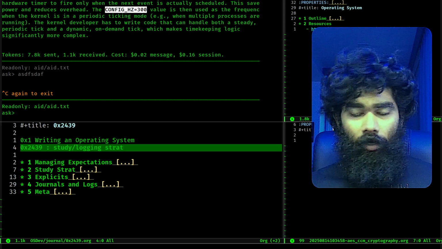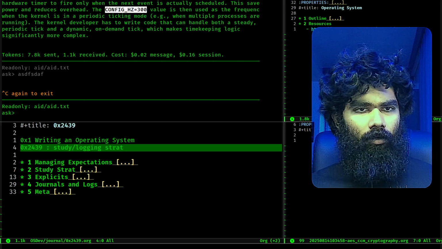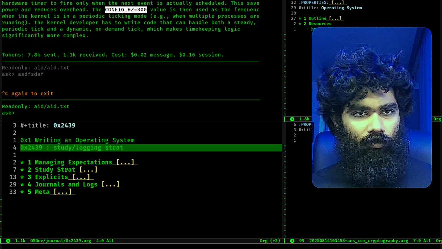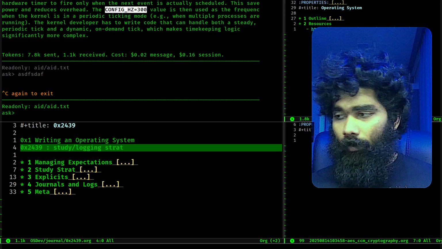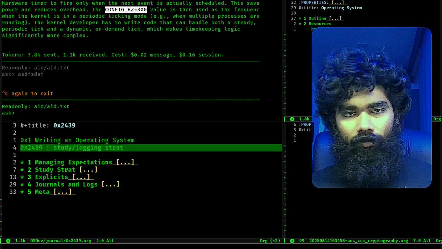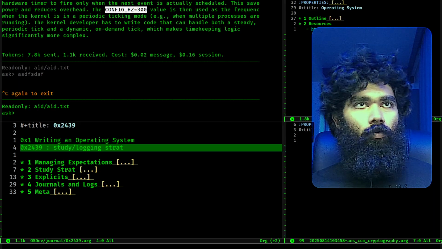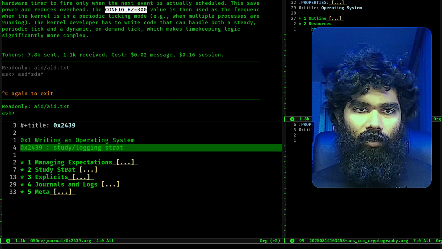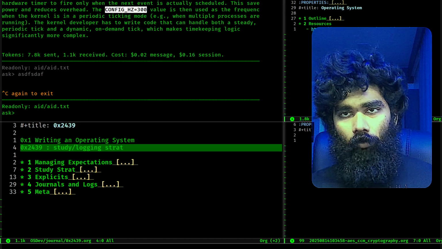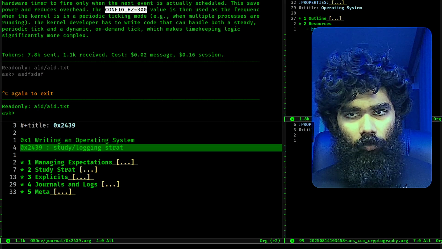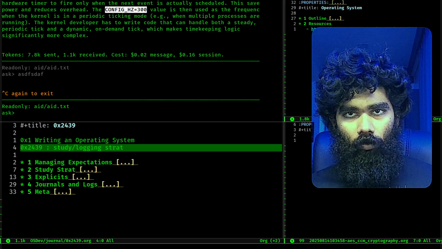We are writing an operating system. This is part 0x1 of the series. 0x0 was about setting up the whole context, initializing the incentives for the whole project. This time I'm going to discuss the starting or logging strategy that I'm going to follow for the whole project, because it's going to be quite a huge one. I plan on doing this for a long duration.